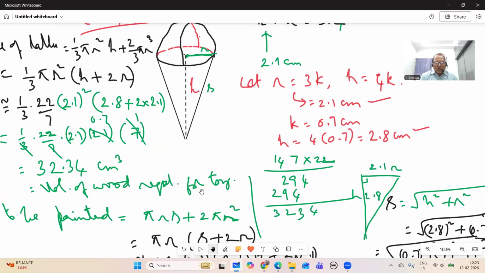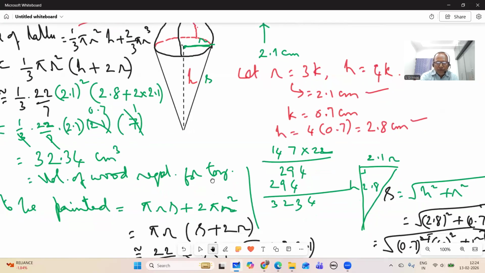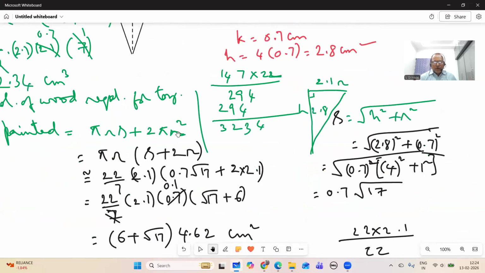Next we are asked to paint the area, right? We are asked to compute the area which is to be painted. So go for the surface area of this. For the cone, the lateral surface area, the curved surface area, is pi r s, plus for the hemisphere you have to take only the curved surface area, that is 2 pi r square. For the total sphere it is 4 pi r square, for hemisphere it is 2 pi r square. And simplify this. Substitute the values of R and S.